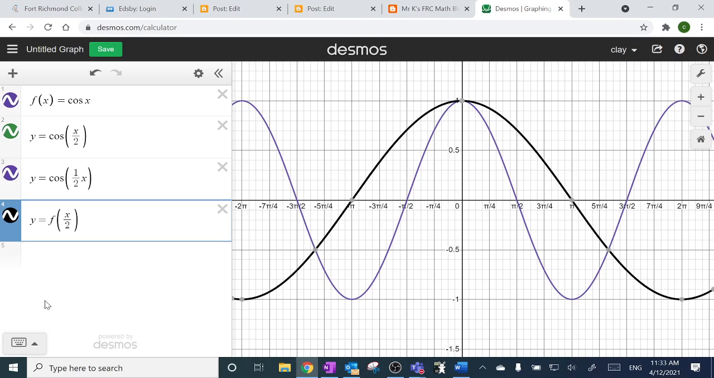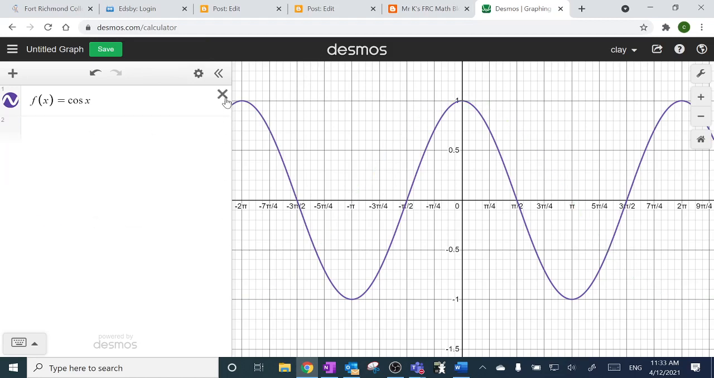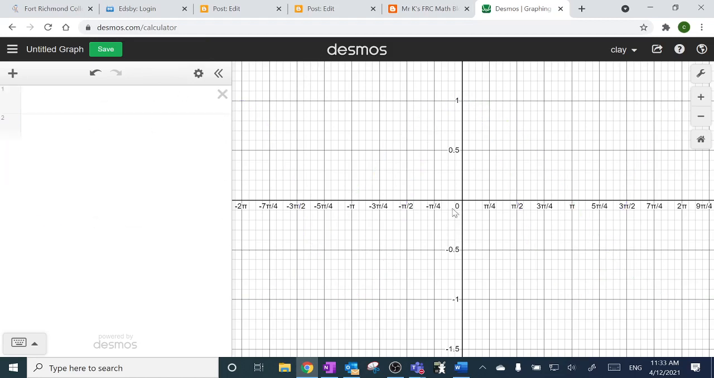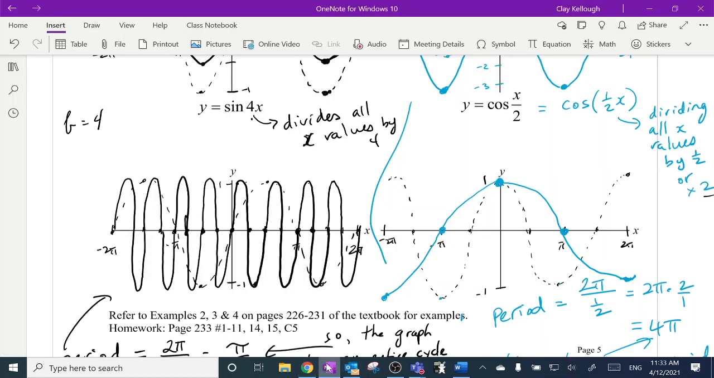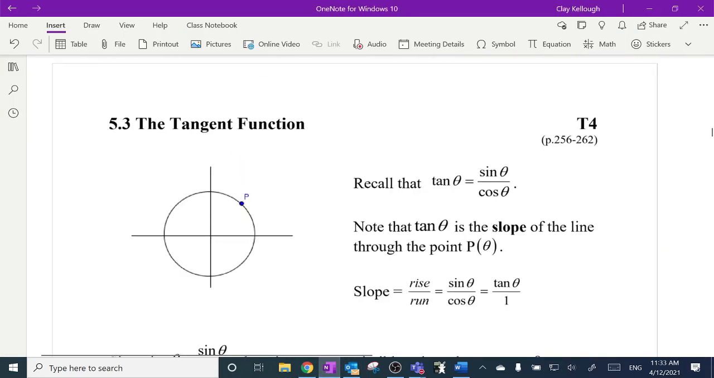We're actually going to jump now. The next page in your booklet isn't 5.2, it's 5.3. Tangents is weird. Okay, I'll come back to this graph. Maybe I'll just close these. I like where the scale is right now, so I'll leave it there. And go to the next page, and it's tangent.